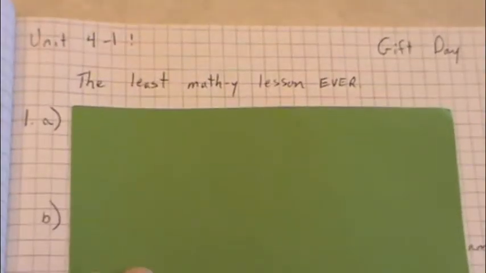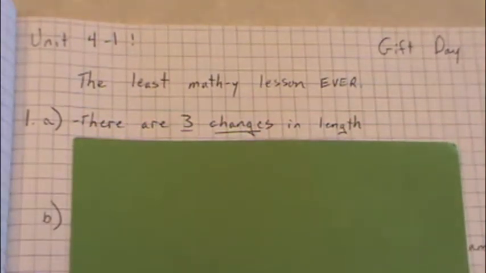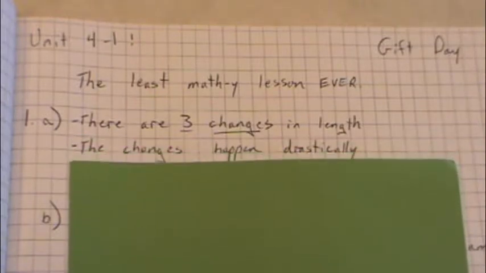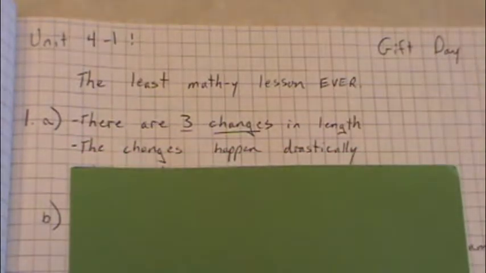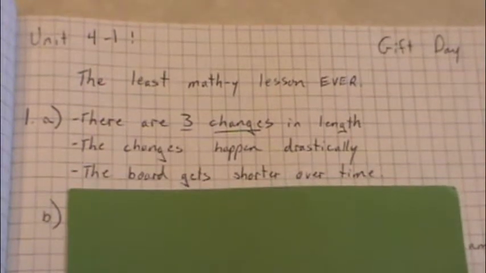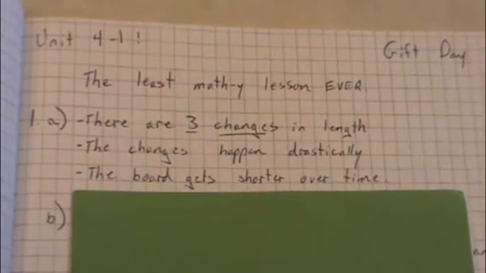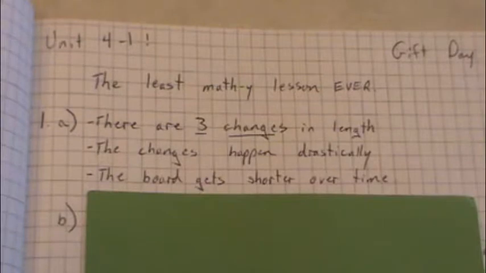So, problem A. What's the first thing you notice on that graph? There are 3 drastic changes in length. Take a look at the graph again. Make sure I'm right. 1, 2, 3. Yeah. What else do you notice? The changes happen drastically. That is shown because you have that straight line as time goes on. So what do you think is happening to this board if the length is changing all of a sudden? The board gets shorter over time. So yes, the board is getting cut. What you need to understand from letter A is this is showing how the board gets cut.